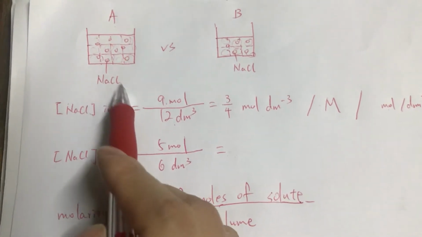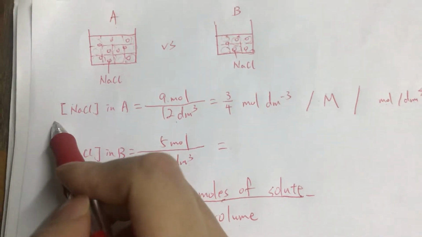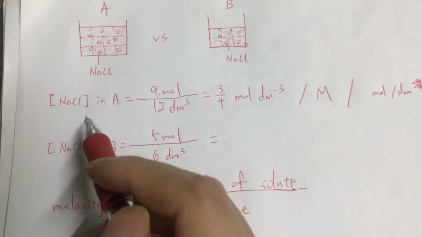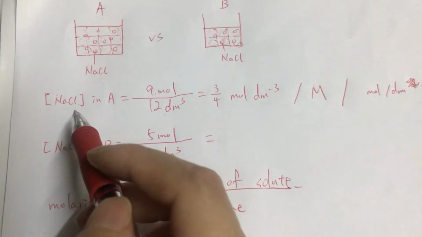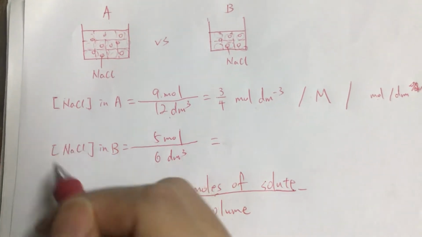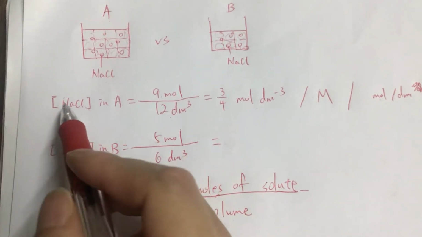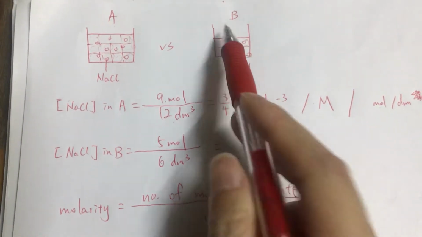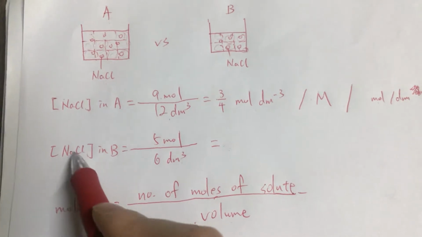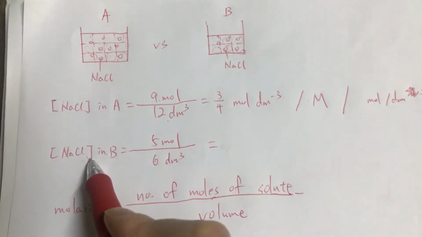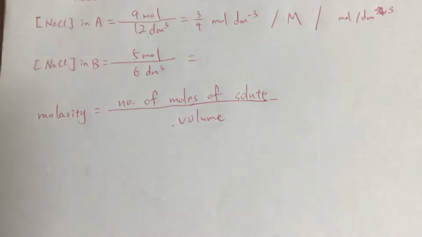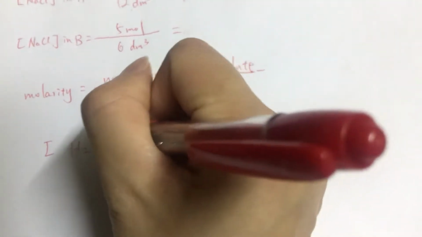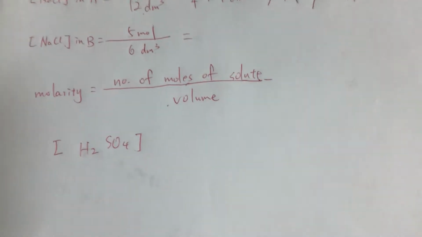Molar concentration of NaCl in A. I don't want to write so many words, so I just use square bracket, which means molarity, and it's also accepted in test, quiz, exam, and also public exam because it's a formal representation of molar concentration. Same here. If I want to describe the molar concentration of NaCl solution in B, then you just use square bracket. It refers to molar concentration of NaCl. So next time, if I want to say molar concentration of sulfuric acid, then you can use square bracket H2SO4, which means molar concentration of sulfuric acid.